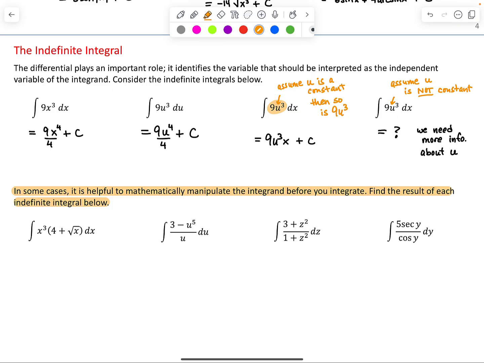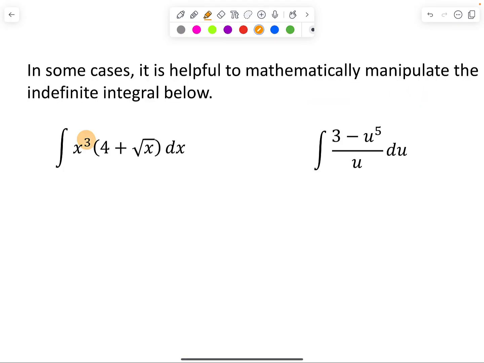So use a little algebra to rewrite. Find the result of each indefinite integral below. Here we have a product of two functions. Be careful you do not integrate the two pieces separately. Just like when you differentiate a product, you cannot just differentiate the two factors. You must use a product rule. At this point, we do not have any sort of antiderivative product rule. So the only option I have right now is to manipulate this a little bit first so that it's not written as a product. And in this case, that just means I'm going to distribute the x cubed.